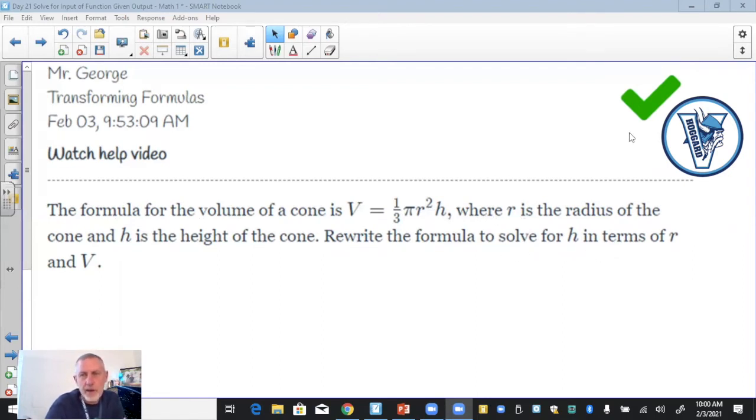Now, I got my green check mark by doing something that I wasn't sure they'd give me, but it worked nicely, and I want to share that with you, and then try to explain why it's the same thing.